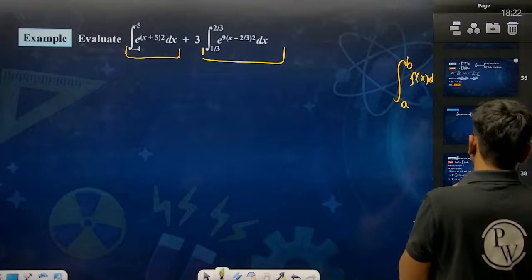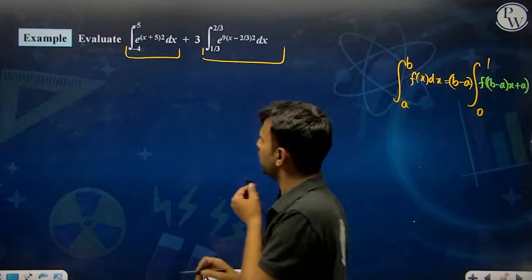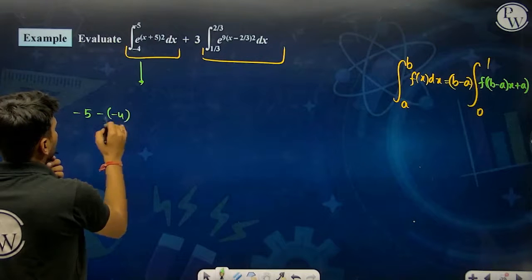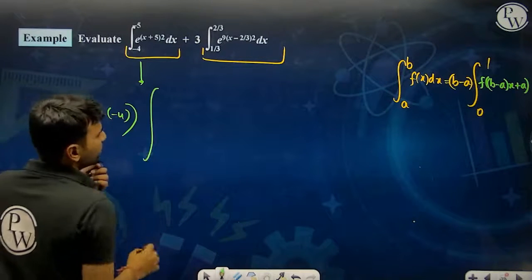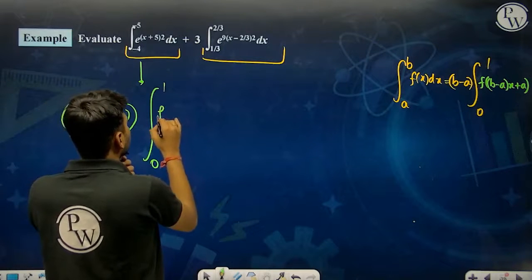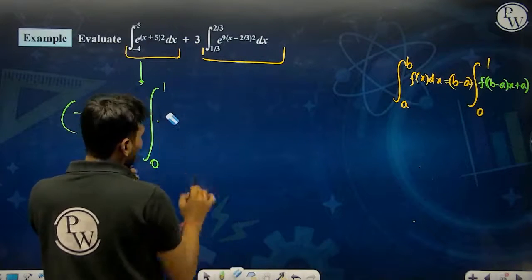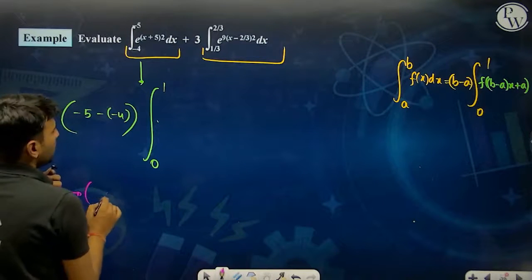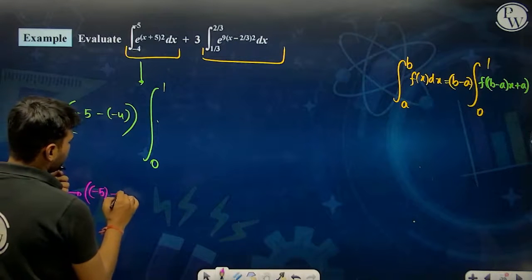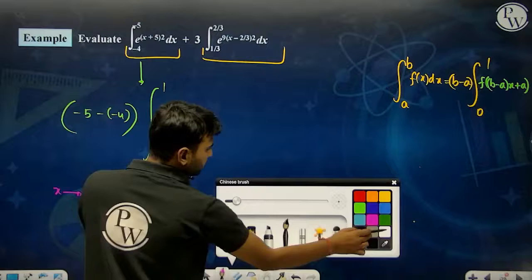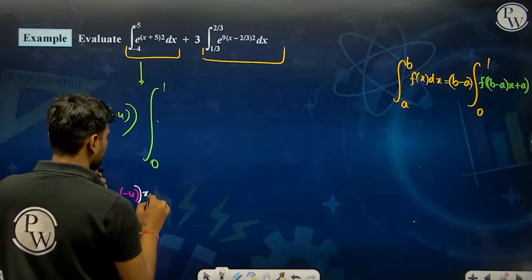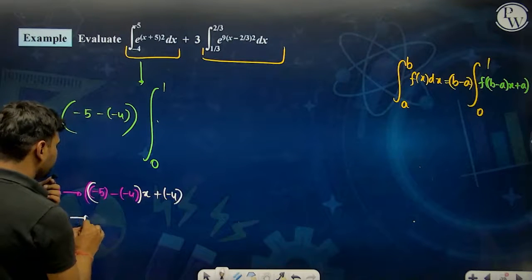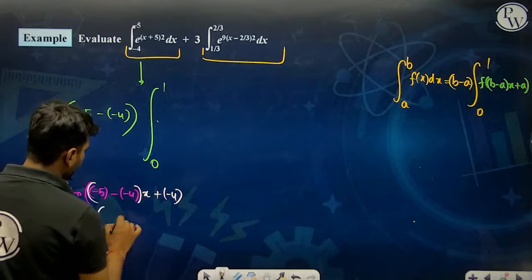Okay, yes. So this can be used. So we can write it down: upper limit minus lower limit, that is -5 minus of -4, integral of 0 to 1 of f, where x will be replaced by -5 minus -4 times x, plus a, meaning this. So x will be replaced by minus x minus 4.